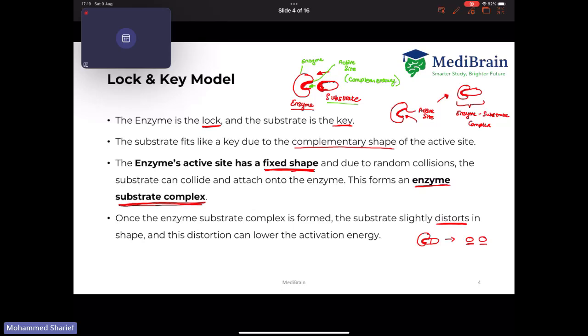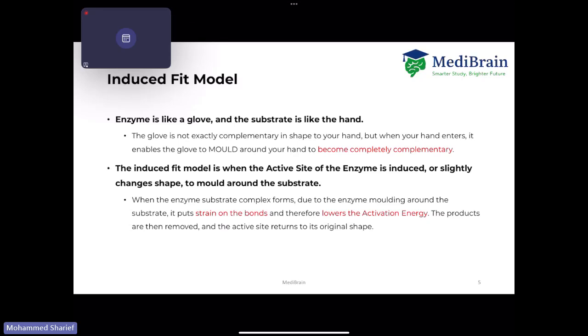So we were talking about the induced fit model. There is a new model which is now accepted. It's the newer model because the lock and key model is slightly outdated. Okay, and that's the induced fit model. And this is the detail that you need to know for this model. So the enzyme is like a glove and the substrate is like the hand. Okay, think of it that way.